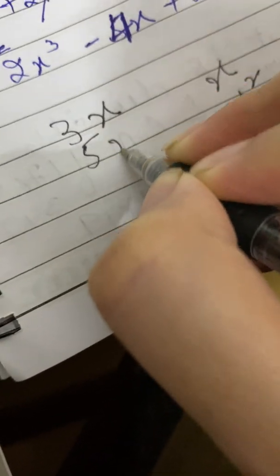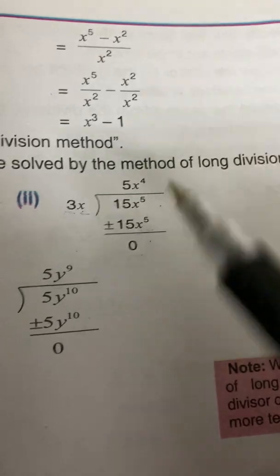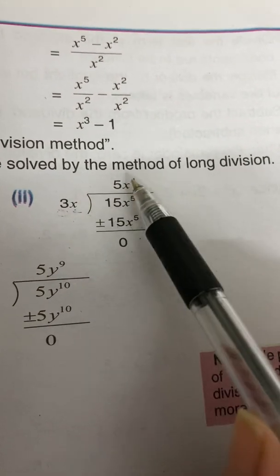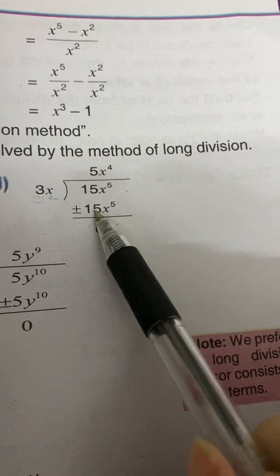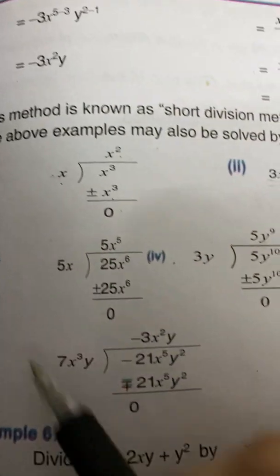When you have 3x, you have to make it 15x^5. So 5 must be here, and to make it x^5, you will multiply it by x^4. 5 3s are 15, x^4 times x is x^5. So when you multiply 3x by 5x^4, it will be 15x^5. Remainder 0, so the answer is 5x^4. All right, so come to this one.